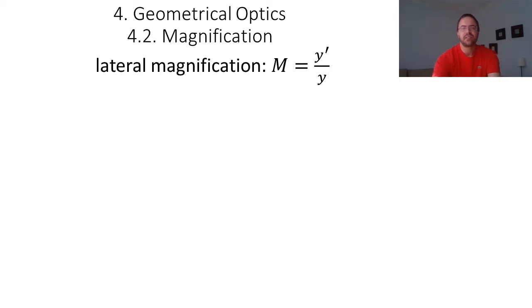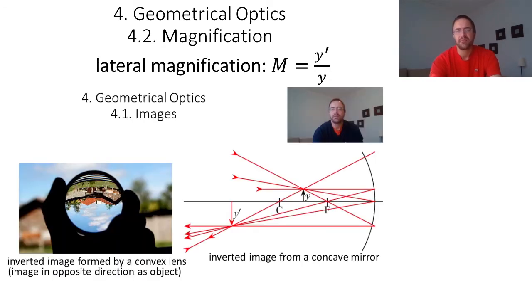In this video, we will discuss the magnification. With optical devices such as lenses or mirrors, we can create images that are bigger or larger, or that have the same size as the object. And we have already discussed that the images can also be inverted compared to the direction of the object.